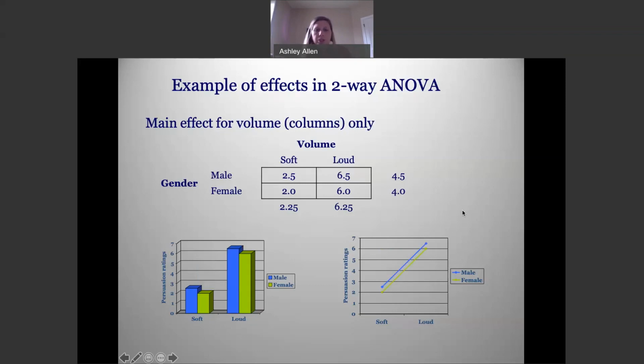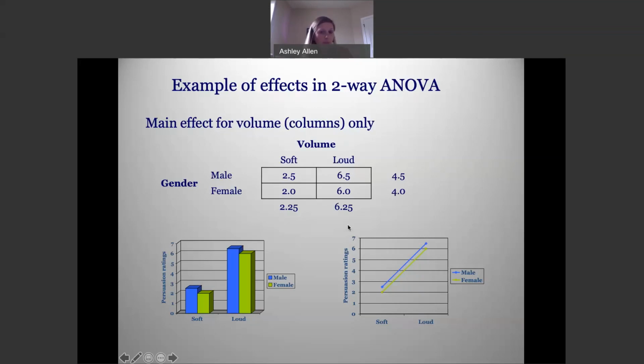In this particular situation, same sort of idea, but I'll kind of clarify this. Okay, so we see an overwhelming main effect for volume here for the columns, a 2.25 versus a 6.25. So we would definitely be able to say that loud commercials are more persuasive than soft commercials. And we're looking at the marginal means for that effect.